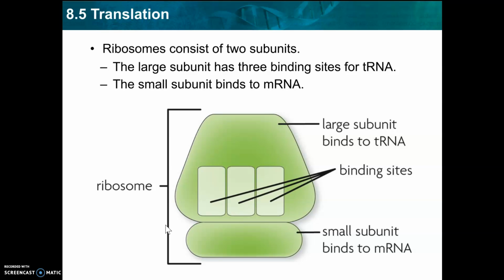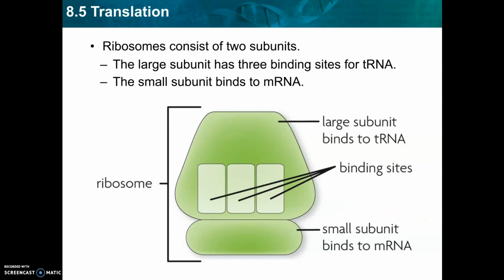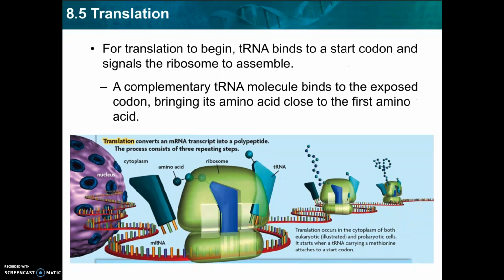Here is another part of the translation complex. This is a ribosome. A ribosome is made up of 2 subunits. You have the large subunit, which has 3 binding sites, and the small unit, which binds itself to mRNA. Do you see the slip between the large and the small subunit? This is the part in which the mRNA is going to slide through in order for translation to work.